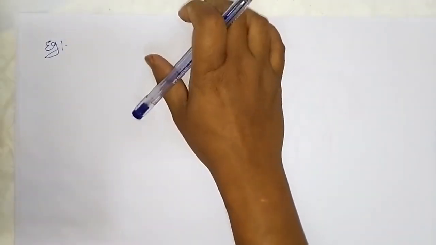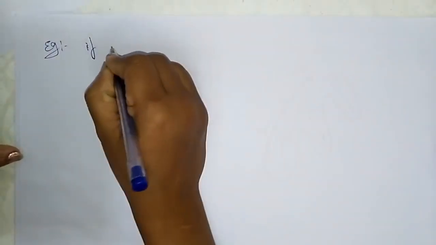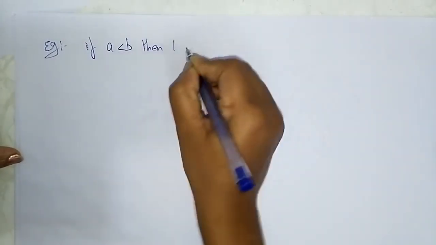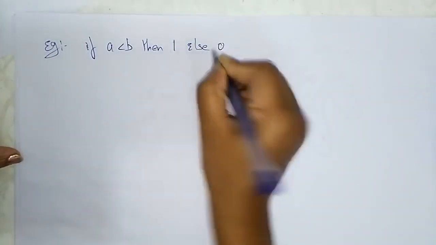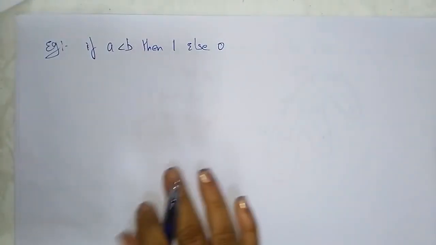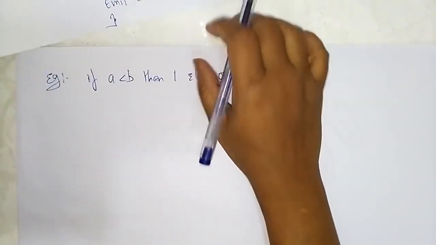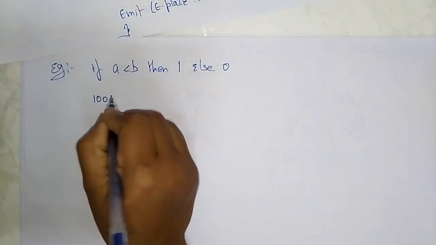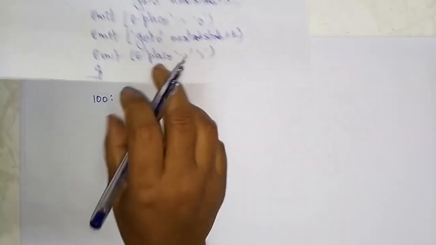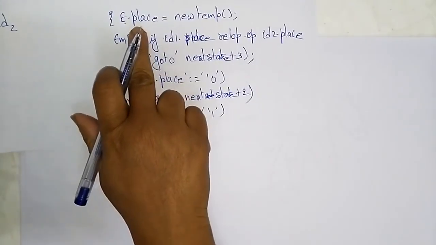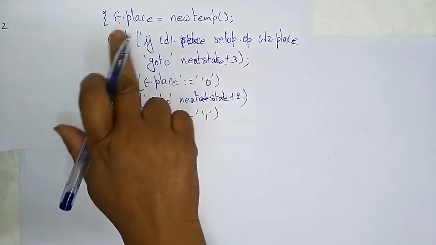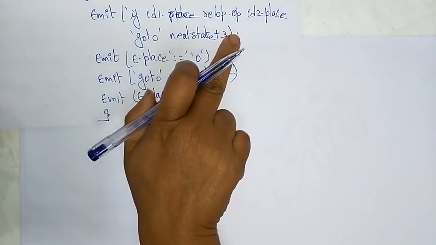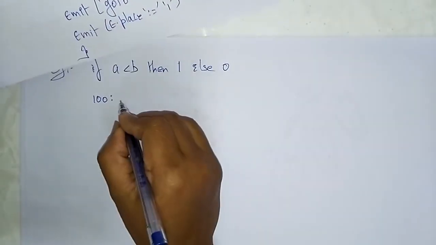Let's see this action. I'm taking an example as: if A less than B, then 1, else 0. So this is a statement. For this, I'm taking a series of steps. Let's take allocation 100. First, E dot place is equal to new temp. If ID1 is relational operator and ID2, so first check the condition.